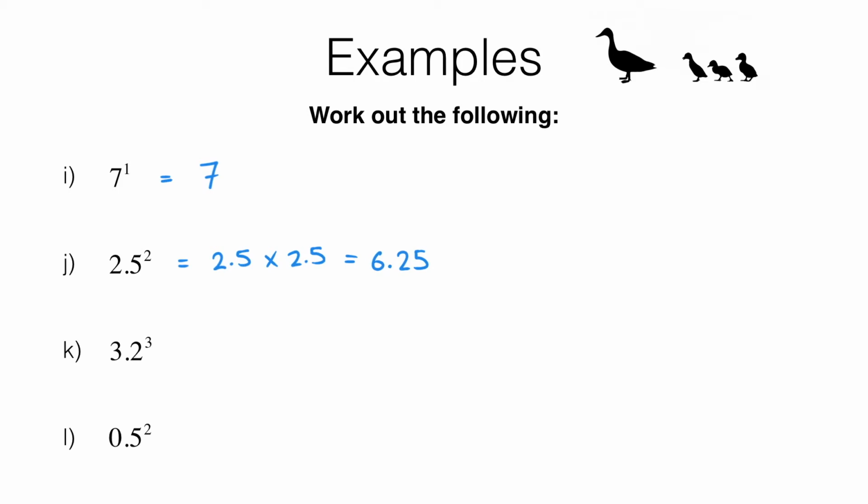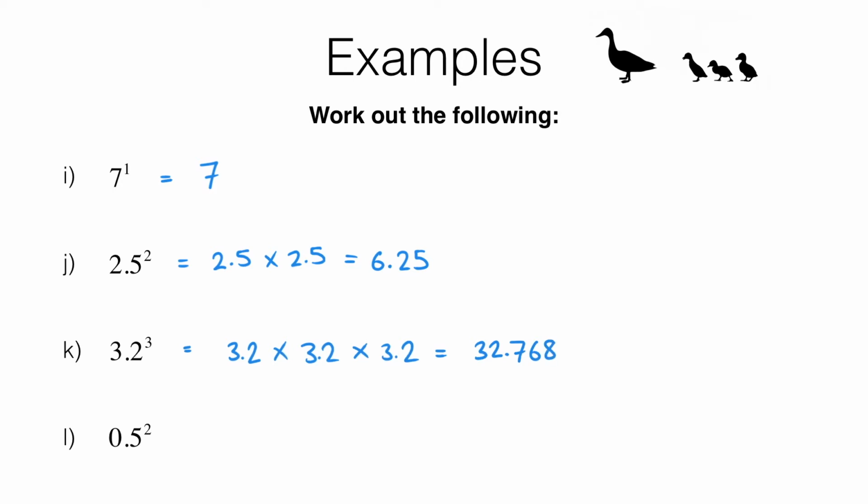In example K, we've got 3.2 to the power of 3. The power of 3 tells us we've got 3.2 times 3.2 times 3.2 again. And that equals 32.768.